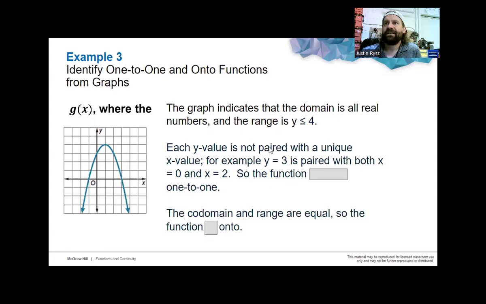So each y value is not paired with a unique x. You can see here we've got a y value of 0 here, -1, and another y value here at +3. You can say the same thing down here. We have multiple times where we repeat the y values. So the function is not 1-to-1. The codomain and the range are equal.